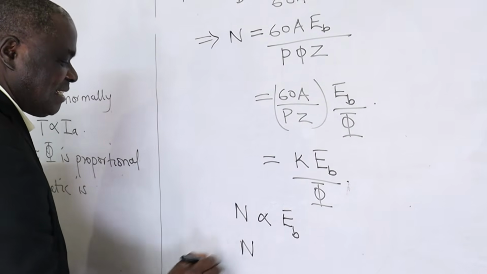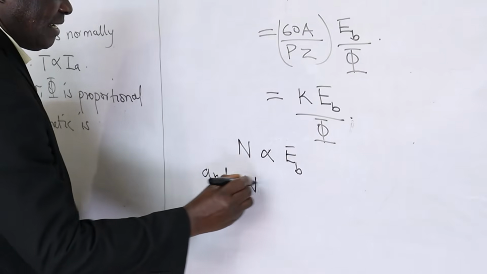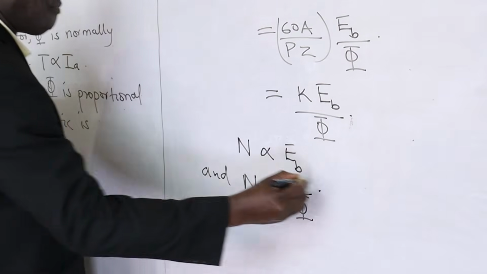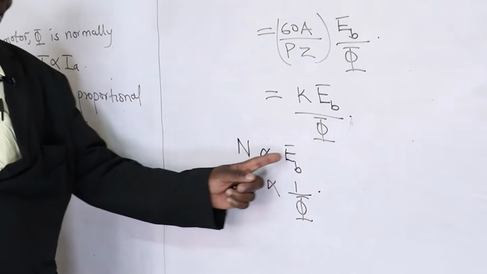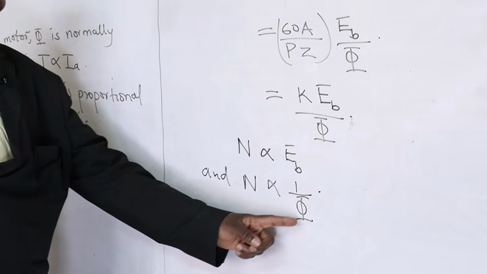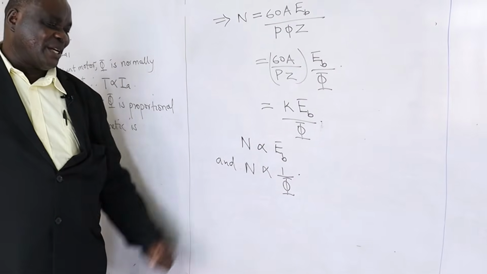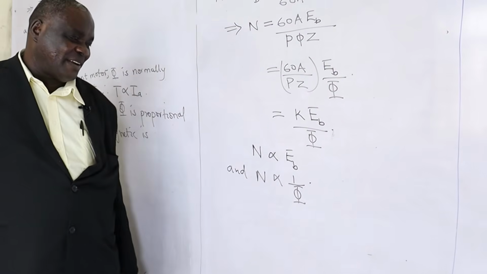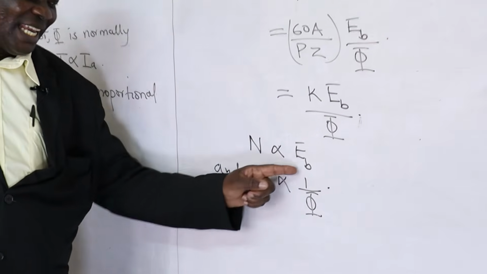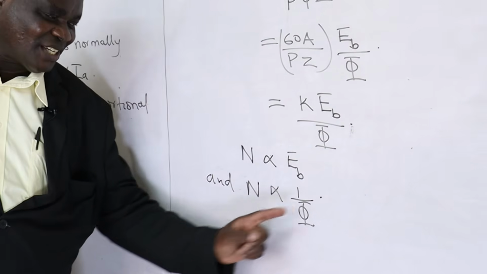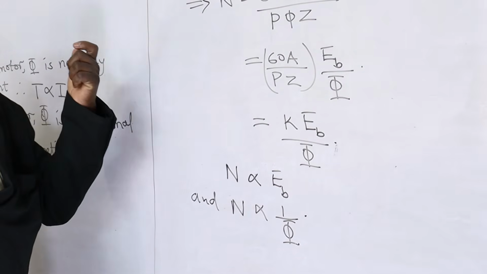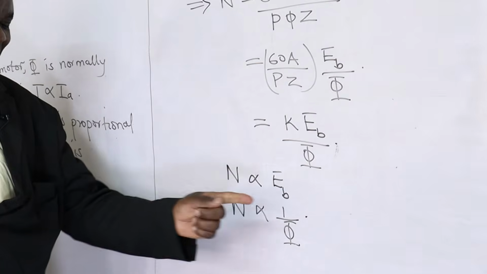And N is inversely proportional to the field flux. So when you increase EB, N will be increased. When you increase field flux, N will be reduced. When you decrease field flux, N will increase. But the increase in N by the reduction of field flux cannot proceed until we check on the armature reaction.